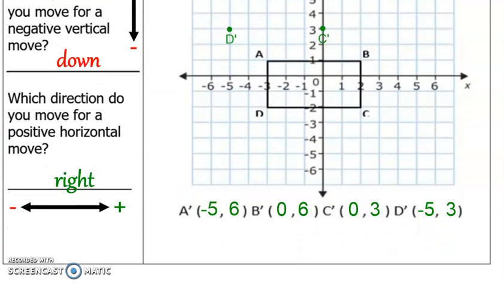So that's it for this video. In our next video, we're going to look at what happens when you combine translations and reflections together in the coordinate plane.